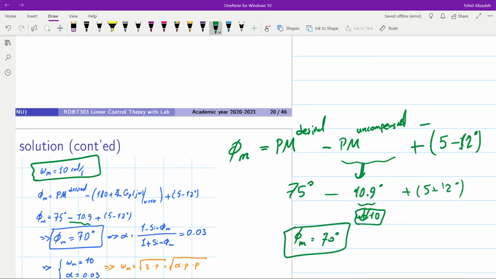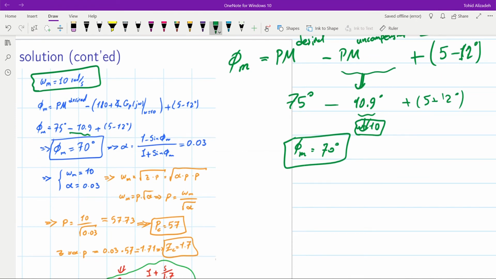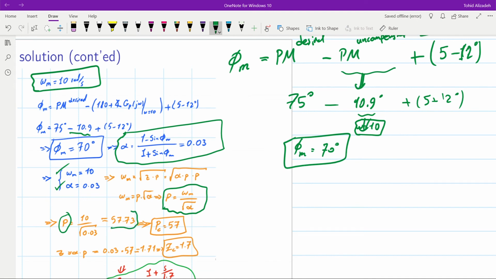With phi m equal to 70 degrees, we can obtain the value for alpha. Alpha is equal to 1 minus sine of phi m over 1 plus sine of phi m, and it's equal to 0.03. We have the value for omega m and alpha. Using these two, we can obtain the value for p, because omega m is equal to square root of z times p. Therefore, p will be equal to omega m over square root of alpha. And we will get a value for p, which is the location of the pole of the controller. The pole of the controller will be 57.73.